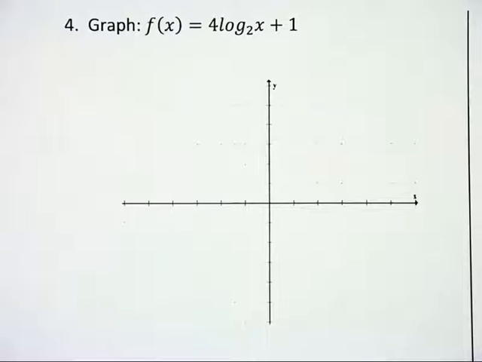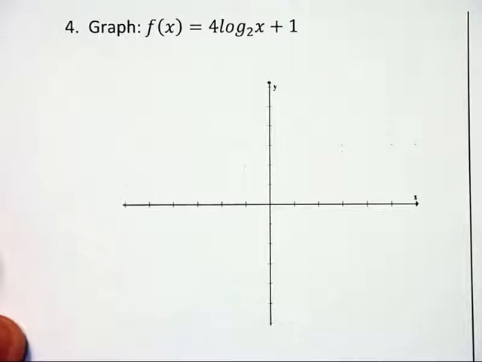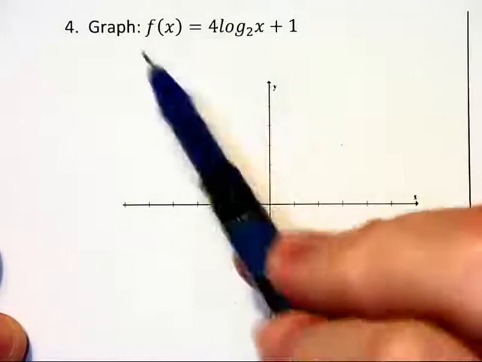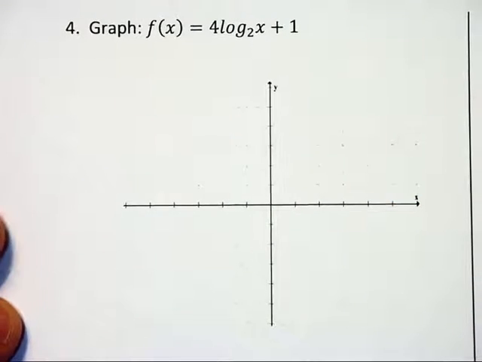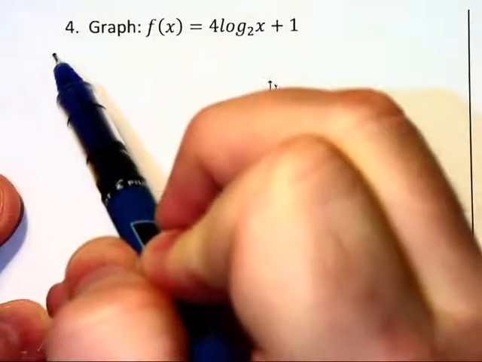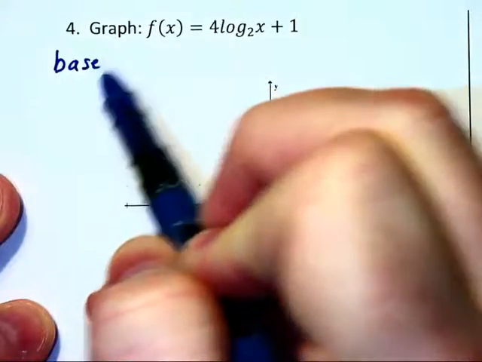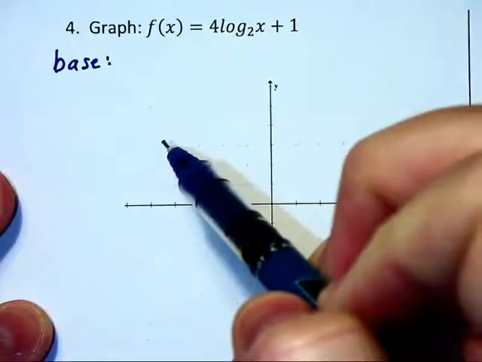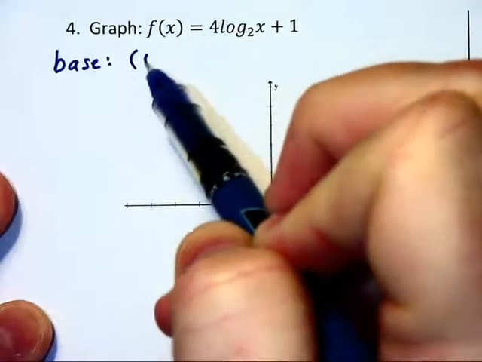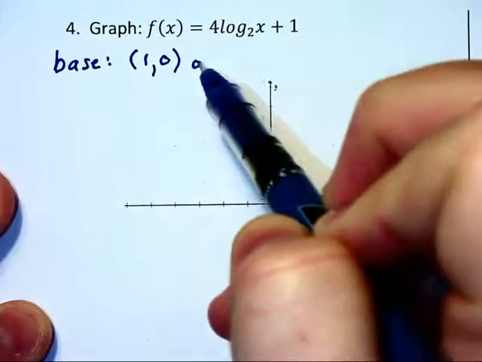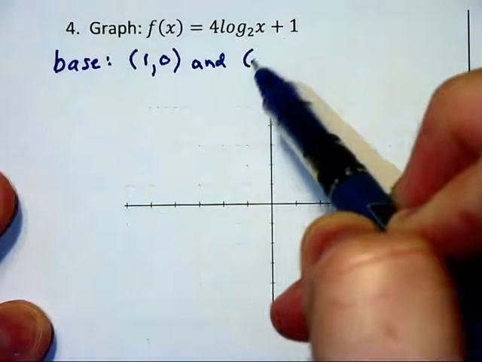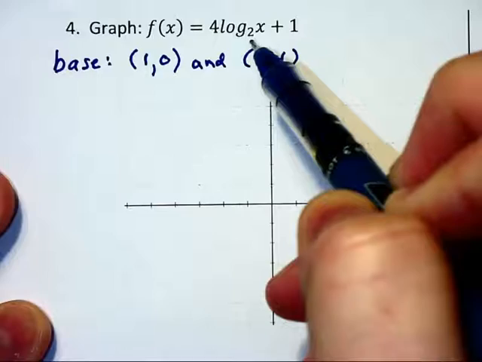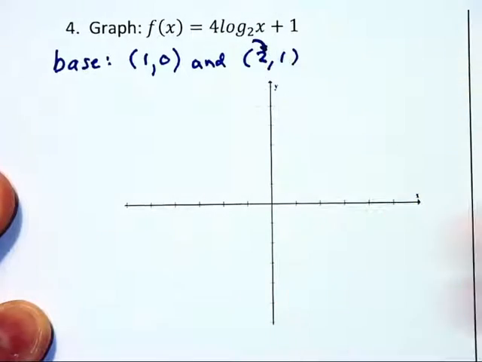Now let's do some more advanced graphing. We don't want to have to convert this to exponential form, and we don't want to do an XY chart. So that's why I said let's look at our two base points we're going to have of a log base 2 of x. It will go through 1, 0, and it will go through base, 1, which in this case is going to be 2, 1. There's my base of 2 being moved over.